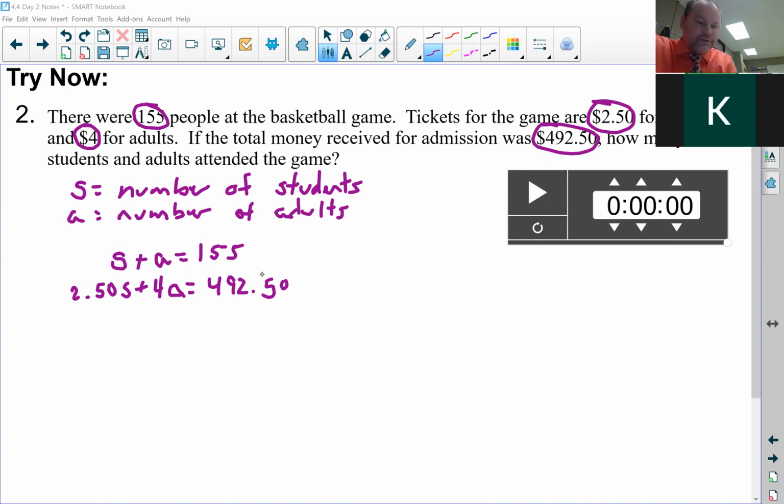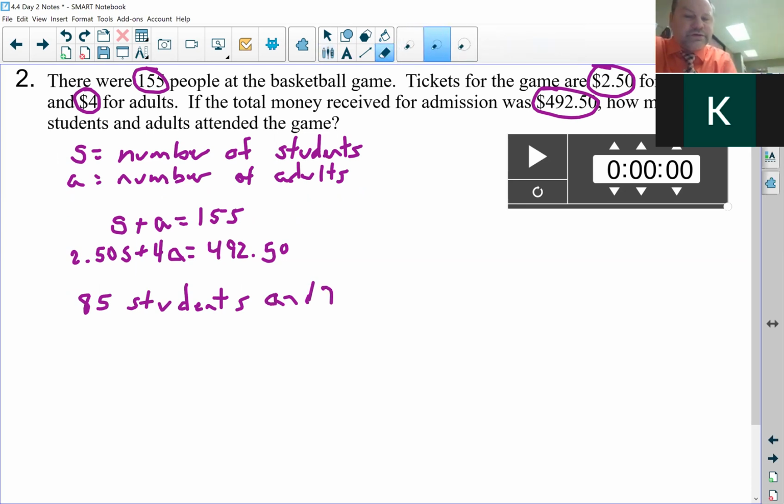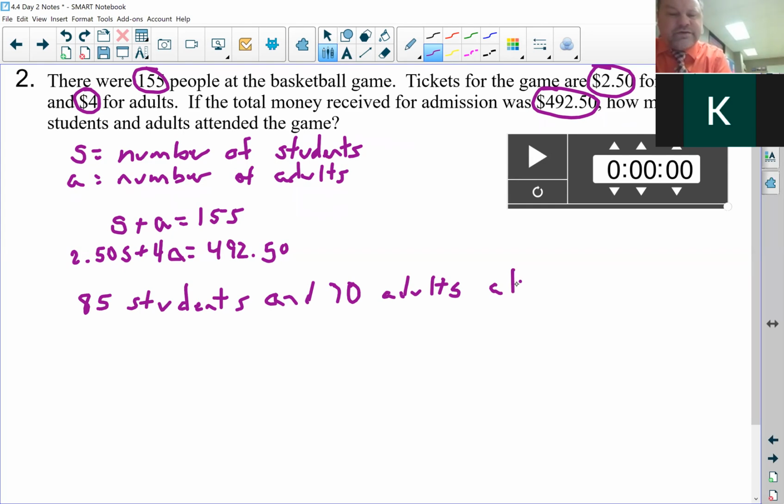All right, in this case, if you solve this system, 85 students and 70 adults attended the game. All right.